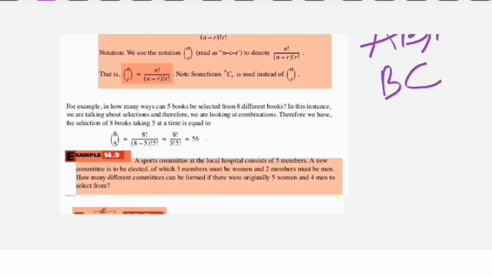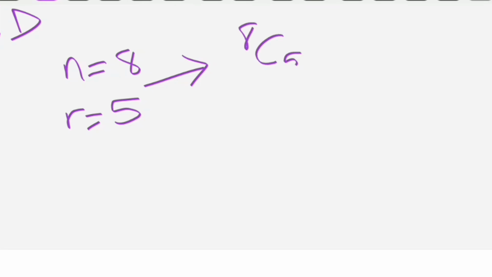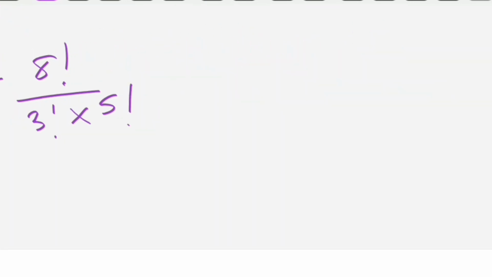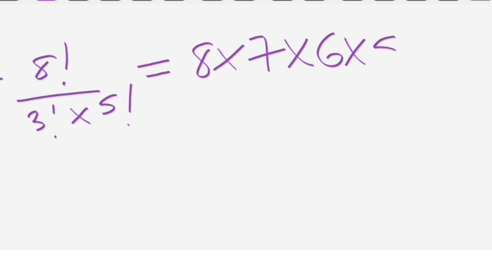If you want to solve this question, you have to write it like this. n is 8, r is 5. To solve this, use the combination formula. That will be 8C5, which is 8 factorial over (8 minus 5) factorial times 5 factorial. That gives you 3 factorial times 5 factorial. Just break down 8 factorial and let it end at 5 factorial. So that will be 8 times 7 times 6 times 5 factorial. The reason you're stopping there is because there's 5 factorial at the bottom, so they cancel out.